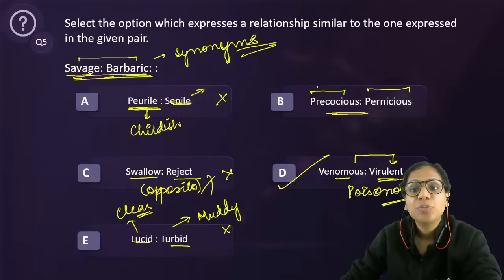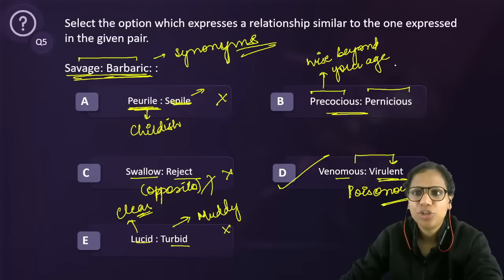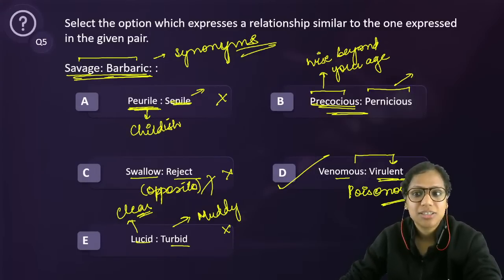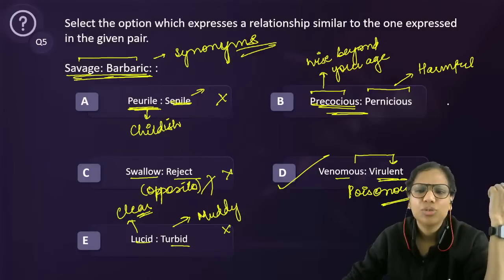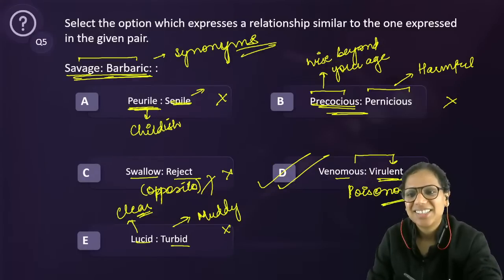Okay. Precocious. She is a precocious child. That means she is wise beyond her age. If you are wise beyond your age, you are precocious. Usually we use it for children. Pernicious is something that's harmful. Okay. So no relationship as such. Eliminated. D, Delhi, is our answer here.